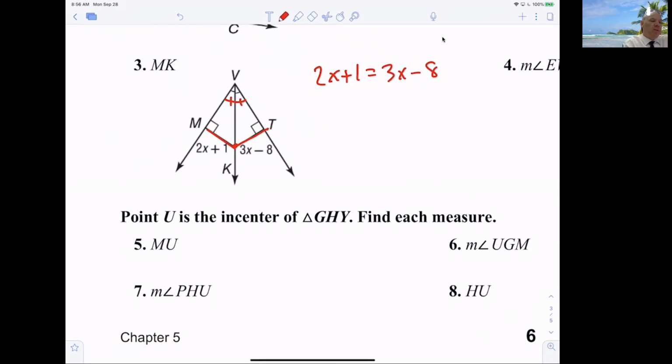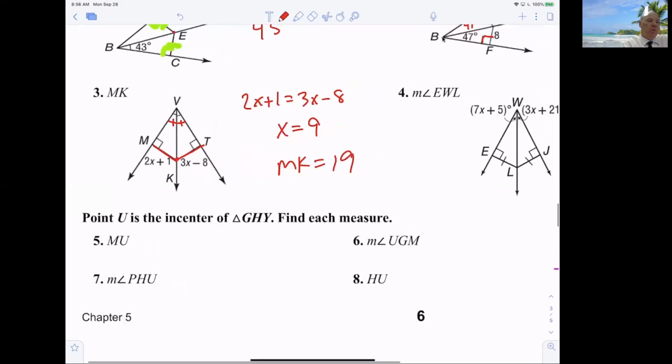So if we use our mad skills, x equals what? 9. So they're wanting to know what MK is, which is 19. Come on now. Remember, you're not writing that. You're telling me it's 19. Is everybody okay with it being 19? Yeah, it's very simple, guys. Very simple. All right, let's look at number 4.